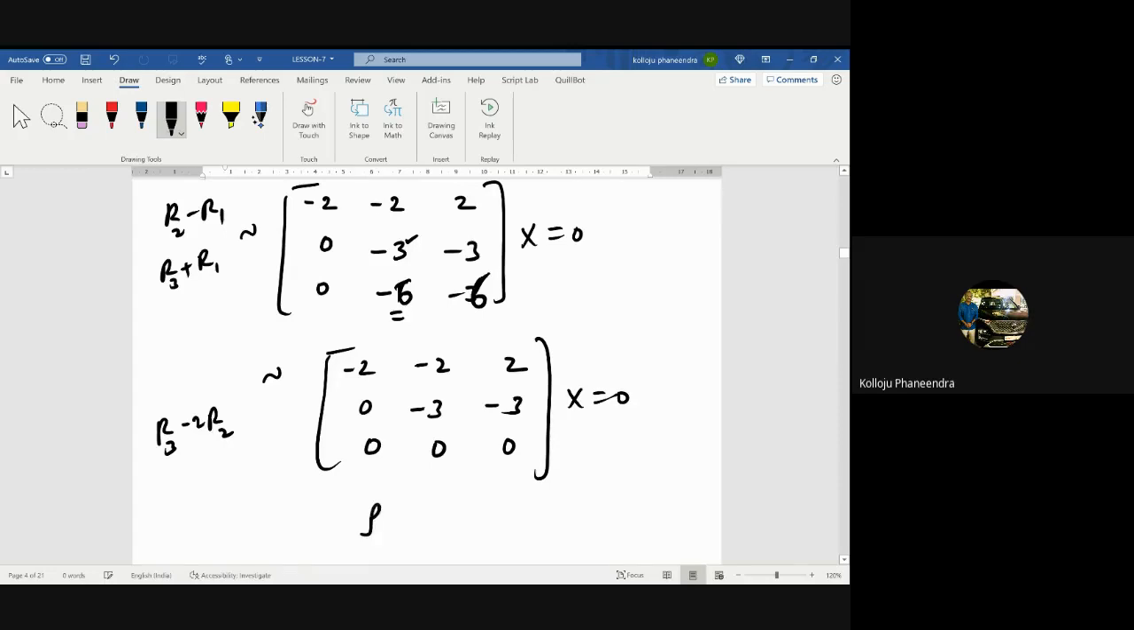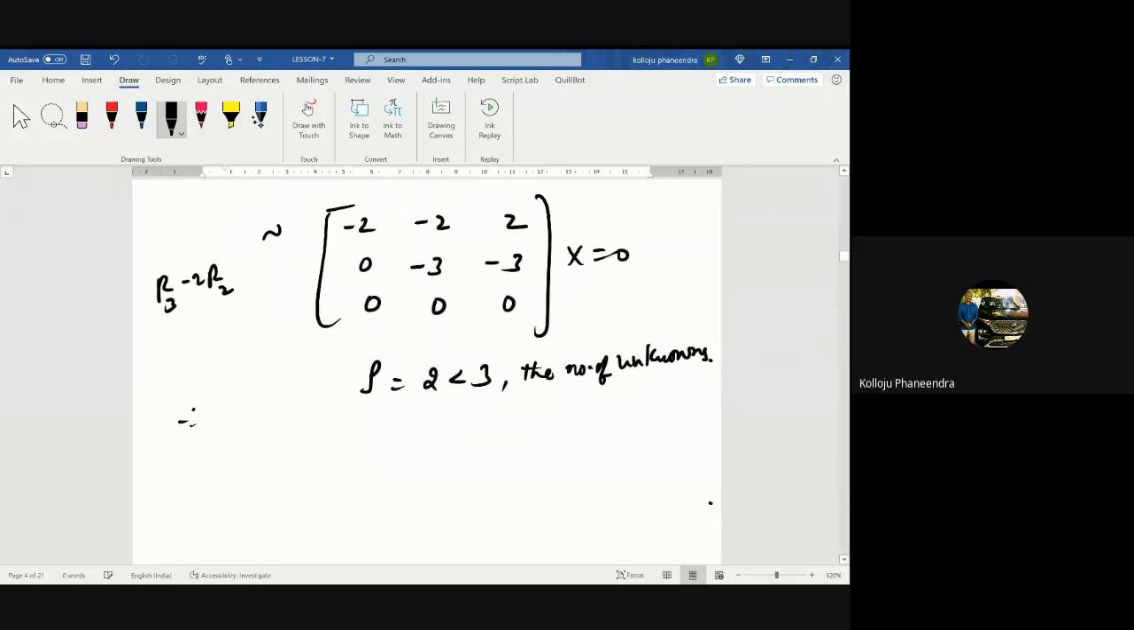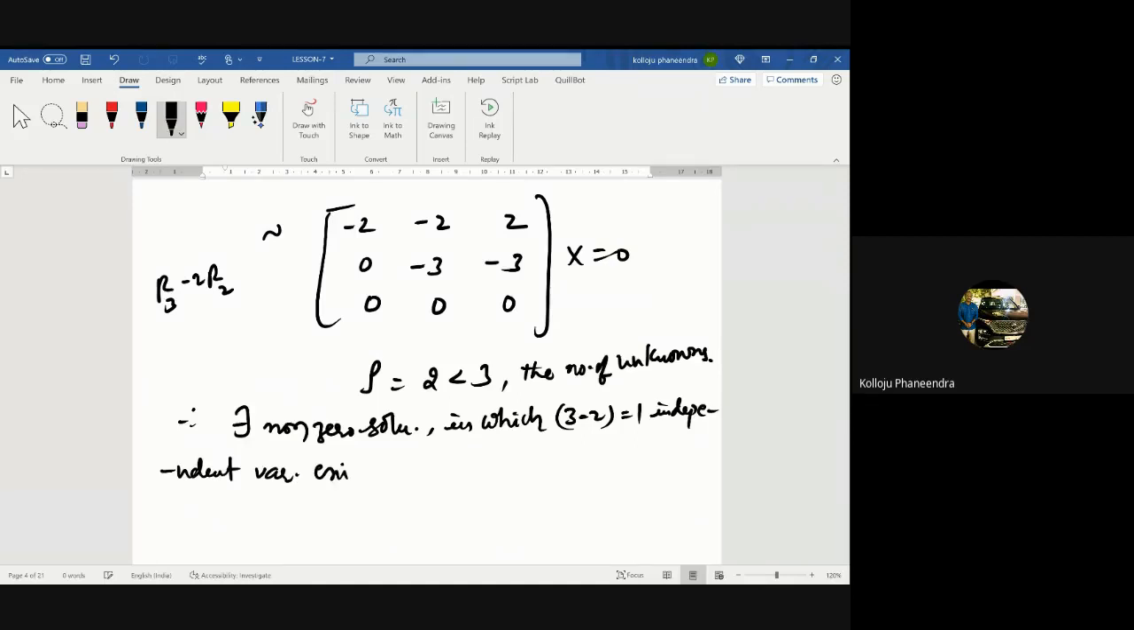So what is the rank? Rank is equal to 2, less than 3, the number of unknowns. Therefore, there exists a non-zero solution, in which 3 minus 2 equal to 1 independent variable exists. This one independent variable gives one independent eigenvector.